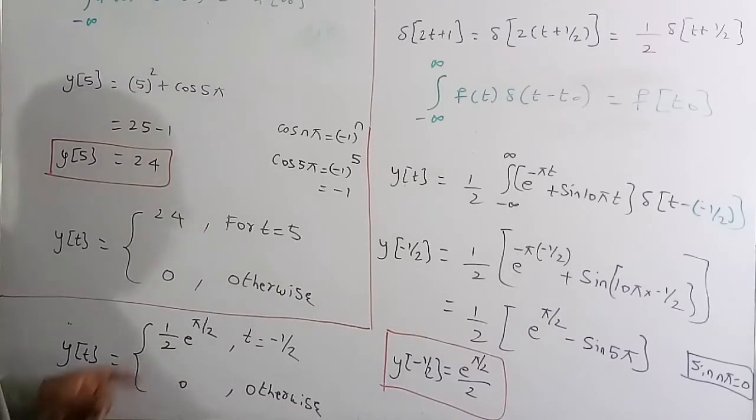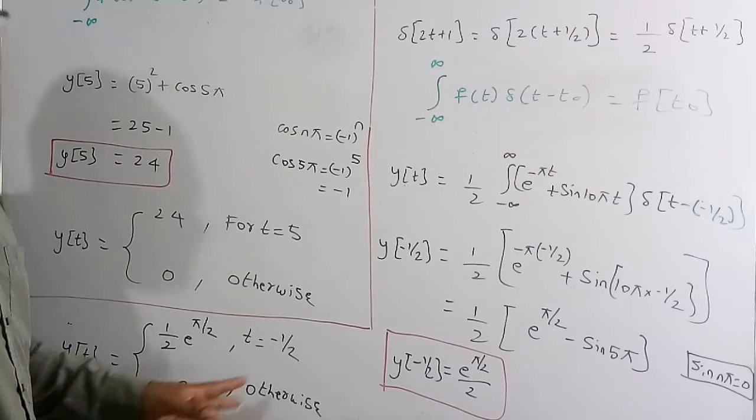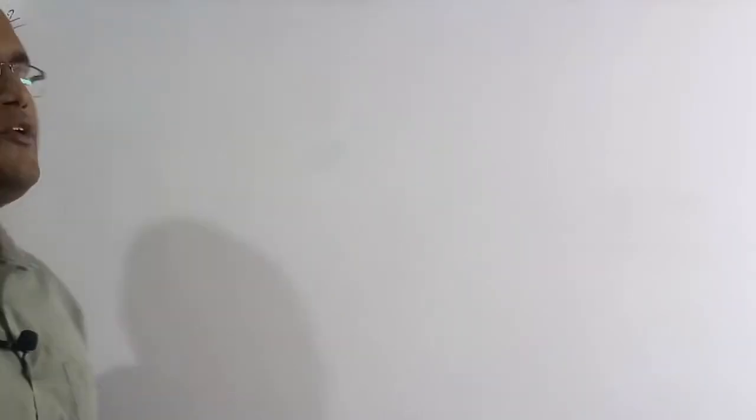So y of t is equal to half into e to the power of pi by 2 at only t equal to minus half, and is equal to 0 for all other instances. So these are the two integrals we did here. Now we are going to solve the second question.